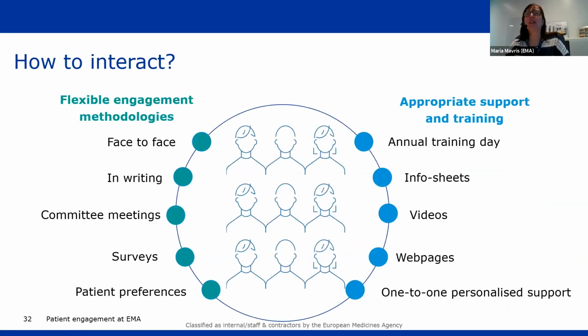So what kind of methodologies do we have? And this really is just a schematic. It's a nice image, but we have face-to-face. So people can come to meetings, they can come to committee meetings, they can come to scientific advice meetings or SAG meetings. Of course, everything is virtual for the time being, but hopefully we'll get back to some kind of a face-to-face structure at some point as well.